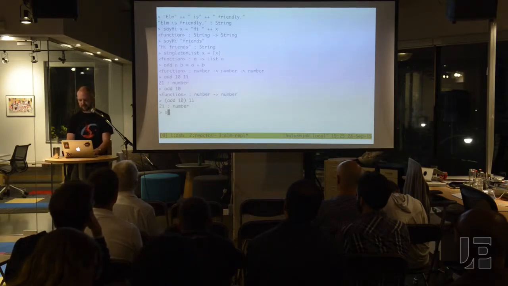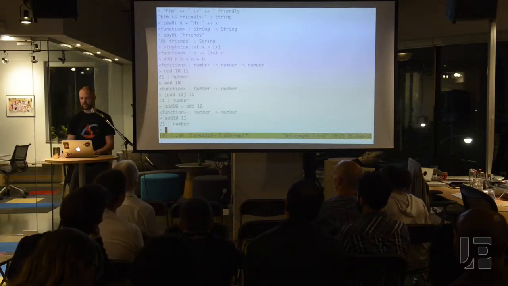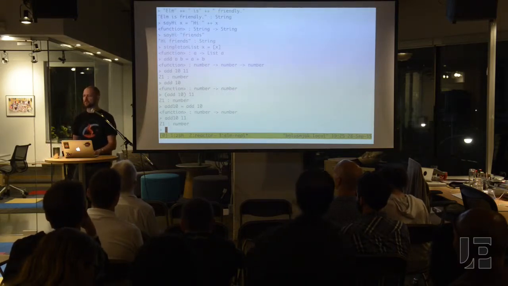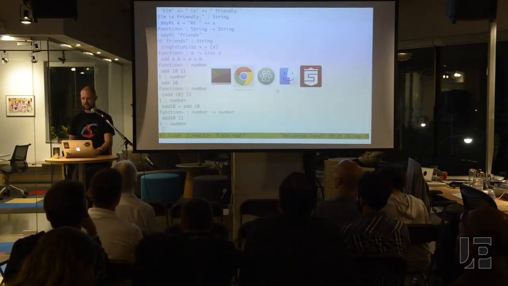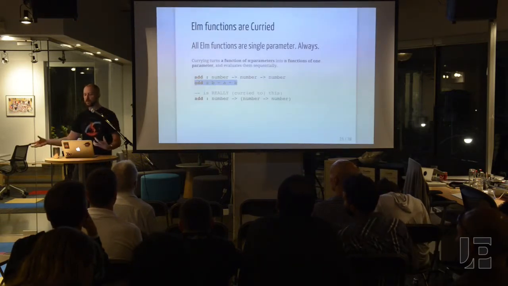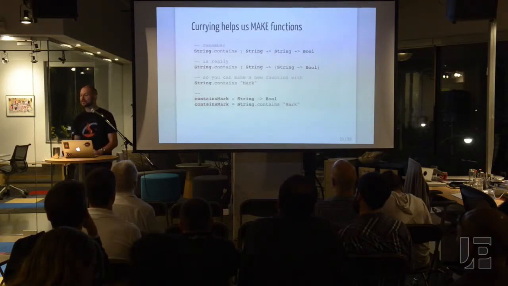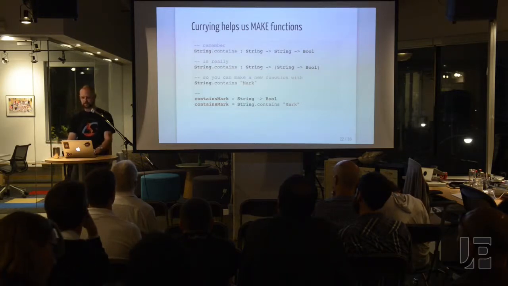I can use that function and give it another parameter. I can use that to define a new function. add10 equals add 10. And then I can say add10 to 11. So that's what currying is all about. Currying takes a function of n parameters and turns it into n functions of one parameter that are evaluated sequentially. Why is this important? It's important because currying helps us easily build new functions.